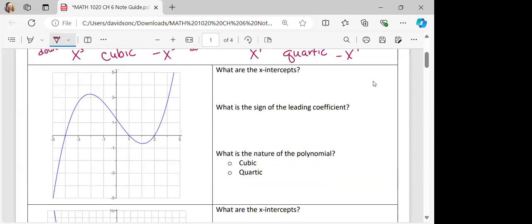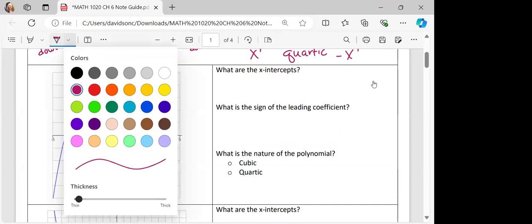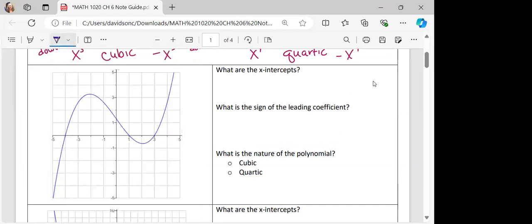On these, they want to know what the x-intercepts are, and you may have to make the graph bigger with the pop-out feature. The x-intercepts are just where it crosses the x-axis. We're not worried about the y. So it crosses at -4, at 1, and 3.